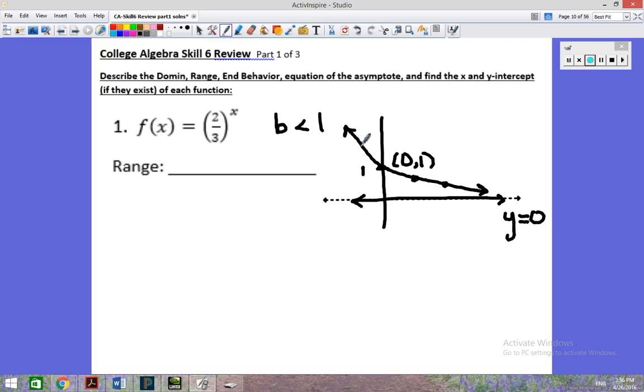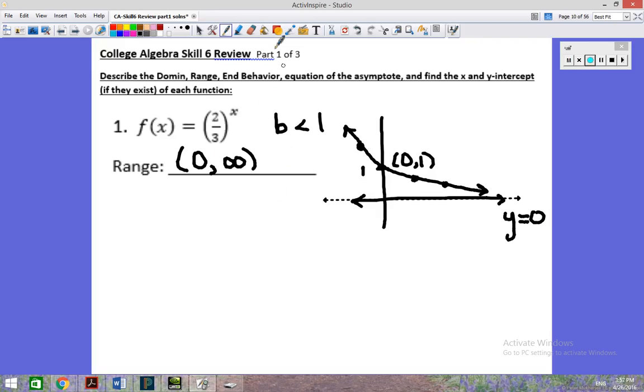Remember that the range is a description of the y-coordinates of all of the points on the graph. There's one thing that all of these y-coordinates have in common: they're all positive values. None of them are 0, none of them are negative. So the range is the set of positive real numbers.